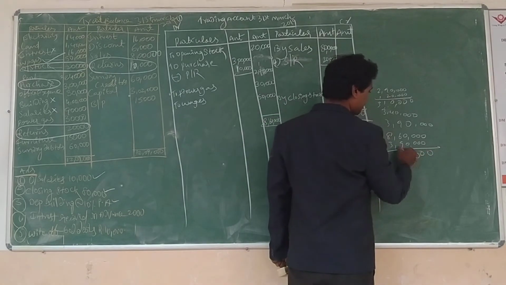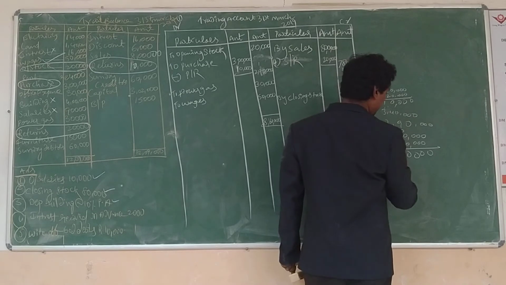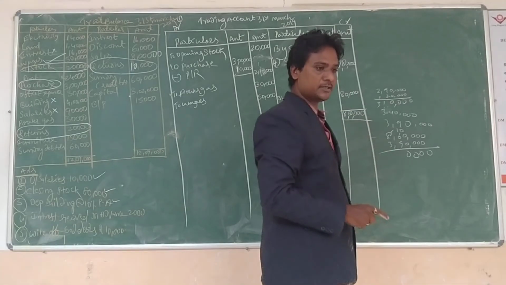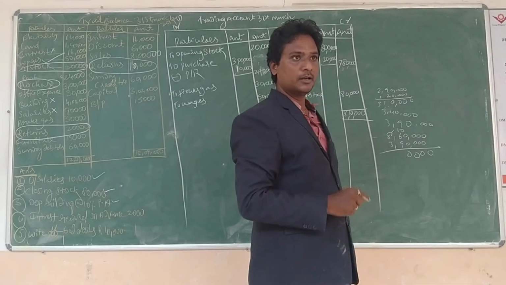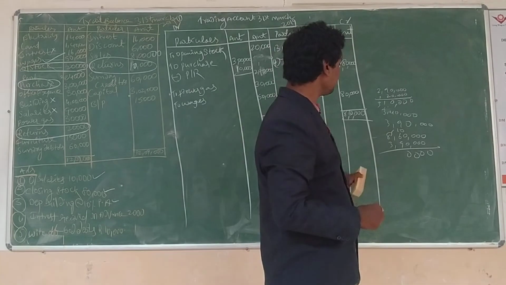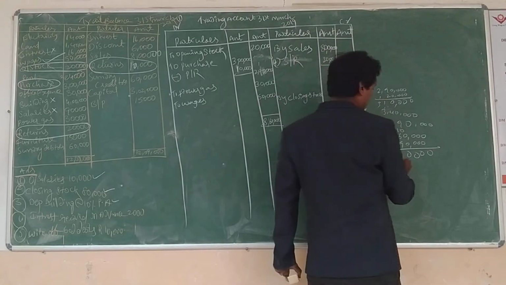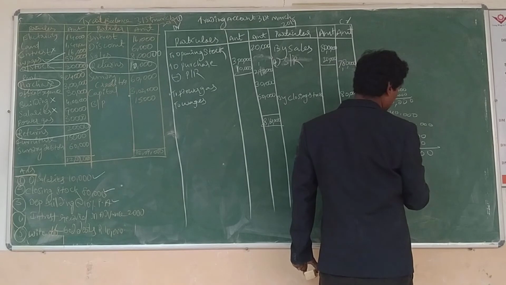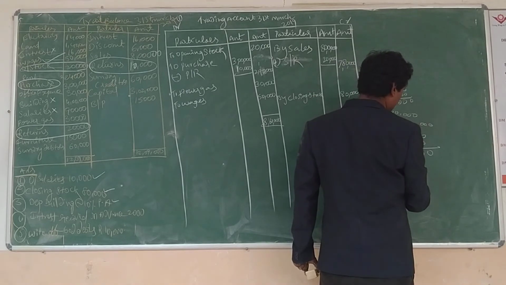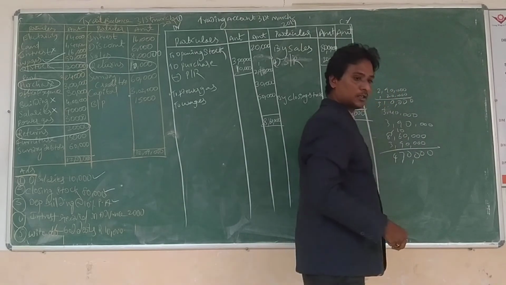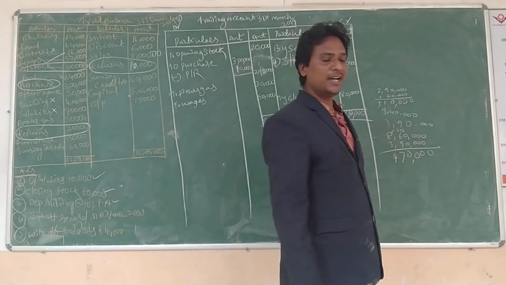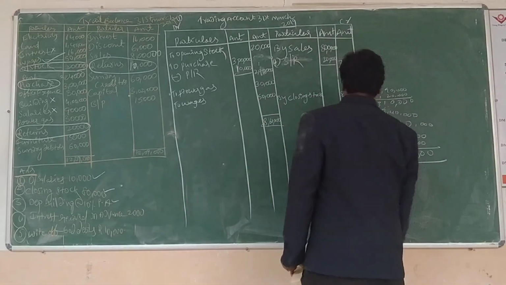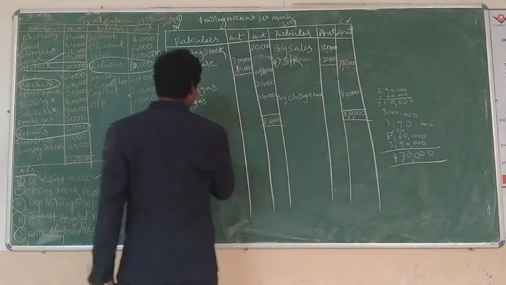16 minus 9. How much? 16 minus 9, what is the balance? 7. And 7, 4. How much? So what is the balance? 4,70,000. So 4,70,000 is the gross profit.